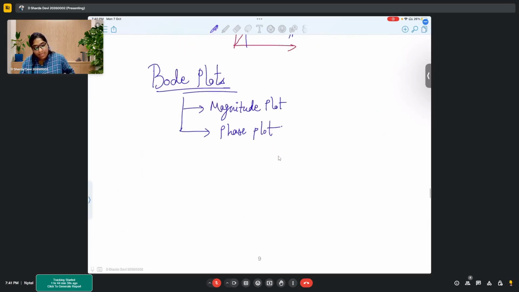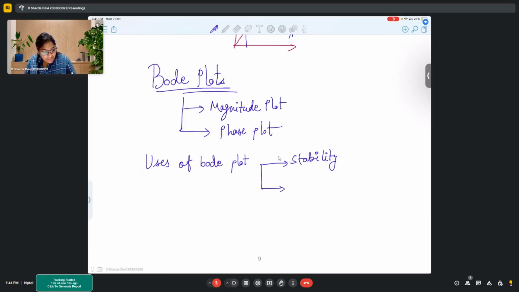Now, if we talk about the uses of Bode plot, first of all it defines the stability of the system. We can determine the stability of the system by looking at the crossover frequency and finding the phase of the system. Secondly, we can also define the functionality of the system.